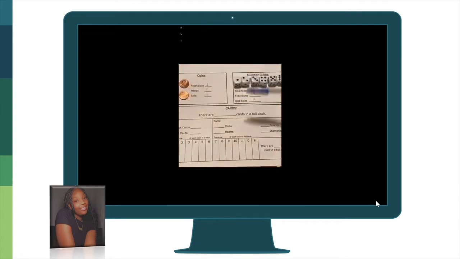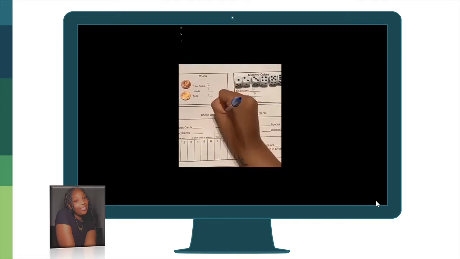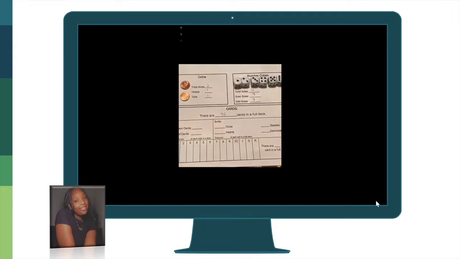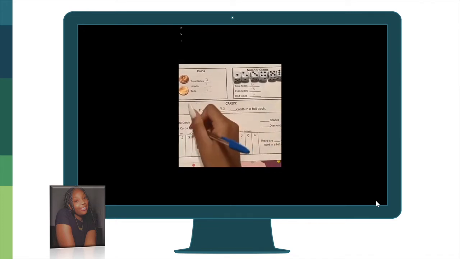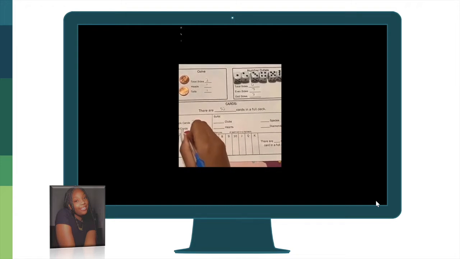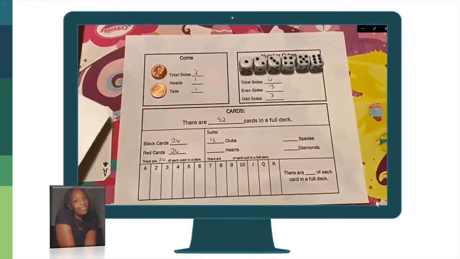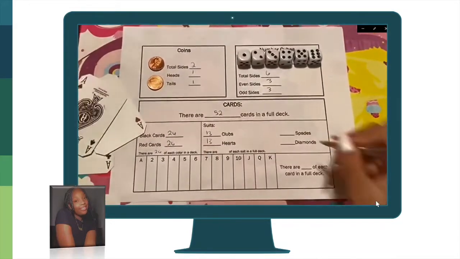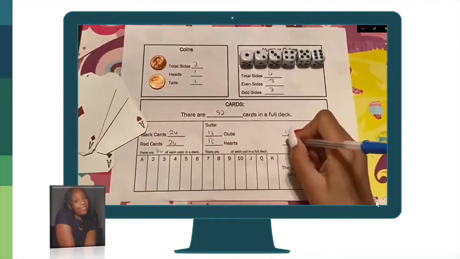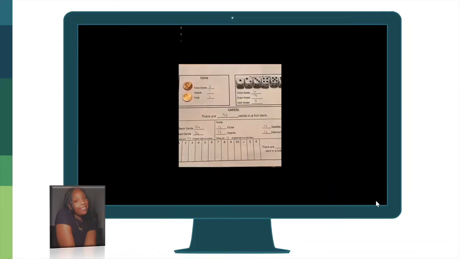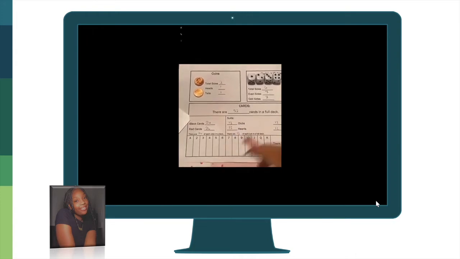Next, we're going to talk about a deck of cards. There are 52 cards in a full deck. There are 26 black cards and 26 red cards. There are 26 of each color in a deck. There are 4 suits: 13 clubs, 13 hearts, 13 spades, and 13 diamonds. Each group has 1 of each suit: 1 heart, 1 club, 1 diamond, and 1 spade.